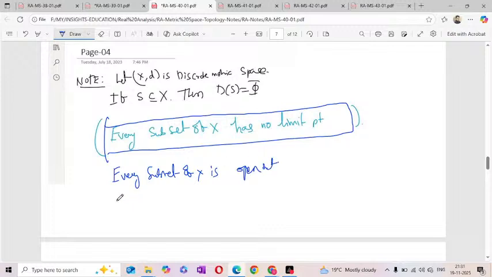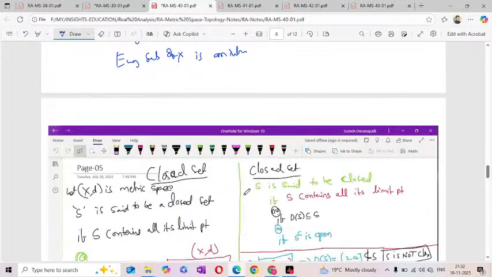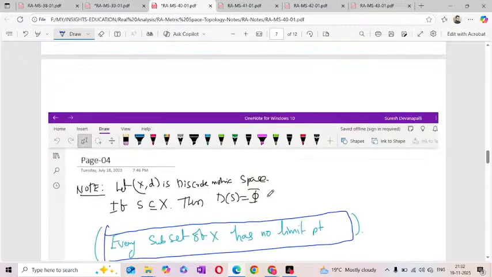And every subset of X is an interior set. That means each and every point is an interior point, but each and every point is not a limit point. That is the difference between the limit point and the interior point. In the discrete metric each and every point is an interior point, but no point is a limit point. Okay, that is the observation. The interior is related to open sets and the limit point is related to closed sets.